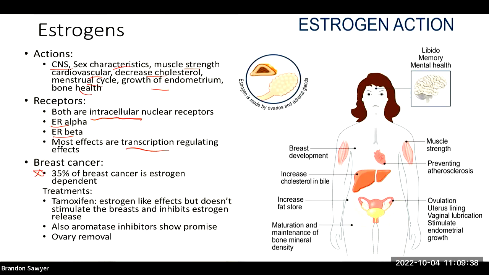Okay, somewhere around 35% of breast cancer is estrogen dependent. So a very common drug for breast cancer is tamoxifen. Tamoxifen has estrogen-like effects, but it doesn't stimulate the cells in the breast, and it inhibits estrogen release. So this idea that breast cancer can be estrogen dependent means that the growth of that tumor is dependent on estrogen release. But this drug tamoxifen has some of the other effects of estrogen, but doesn't have the effects of making the tumor grow. So yeah.